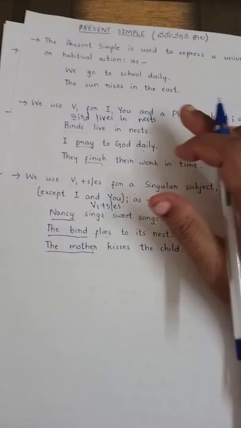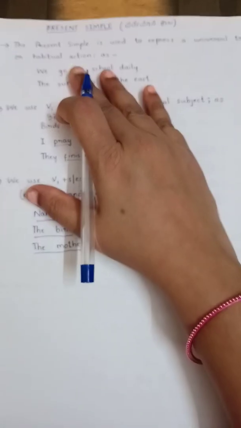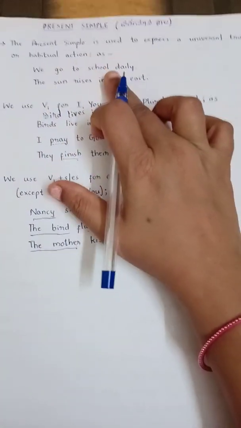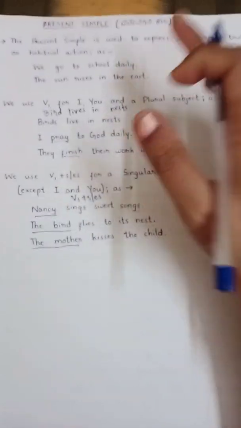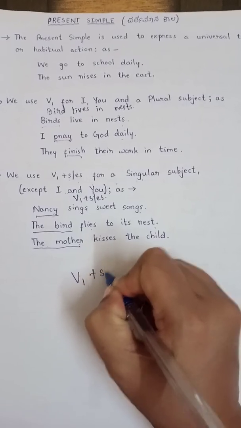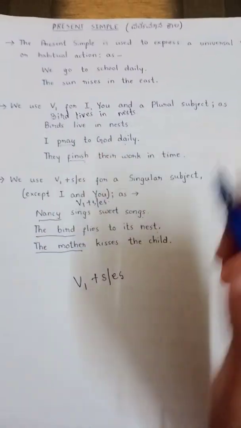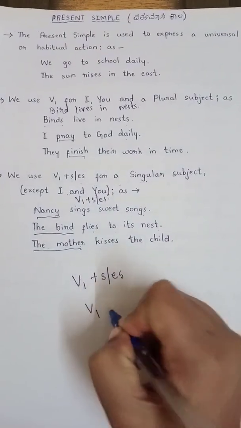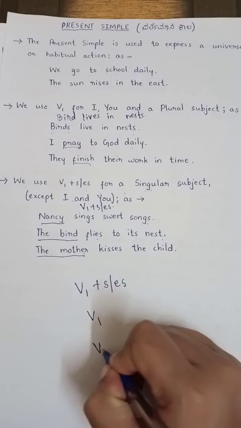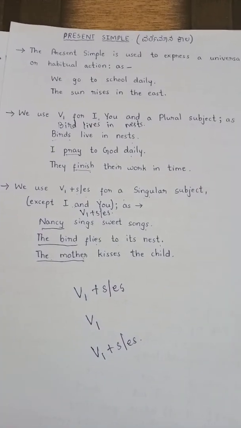So this is about present simple. So what is present simple? Present simple is used to express a universal truth or habitual action. Okay, so how will be the verb form? Verb form will be V1 plus S or ES. If the subject is plural, we will use only the V1 form. If the subject is singular, then what we will do? Then we will add S or ES to the verb.